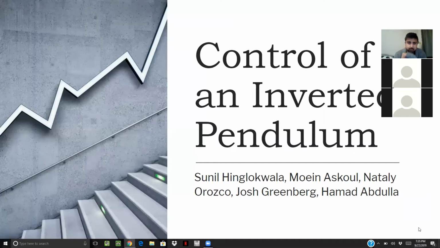Control of an Inverted Pendulum by Sunil, Moeen, Natalie, Josh, and Hamad.